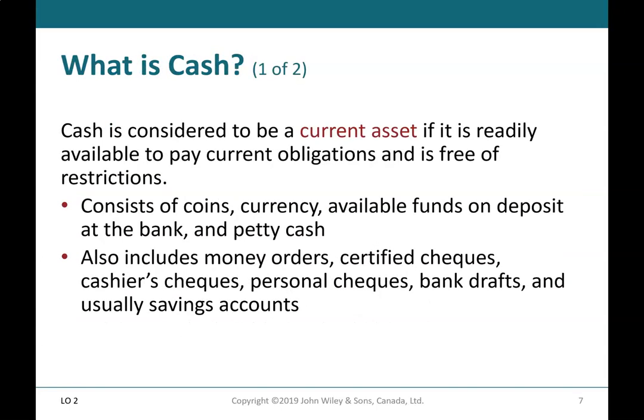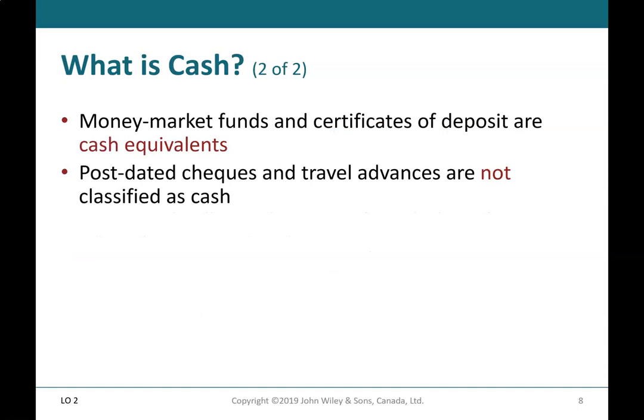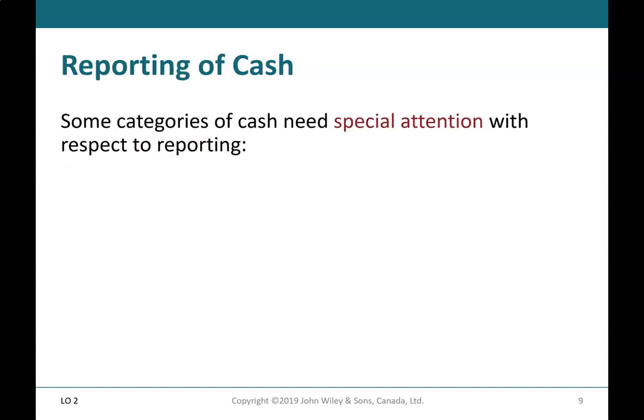What is cash? 1 of 2. Cash is considered to be a current asset if it is readily available to pay current obligations and is free of restrictions. It consists of coins, currency, available funds on deposit at the bank, and petty cash. It also includes money orders, certified checks, cashier's checks, personal checks, bank drafts, and usually savings accounts. What is cash? 2 of 2. Money market funds and certificates of deposit are cash equivalents. Post-dated checks and travel advances are not classified as cash.